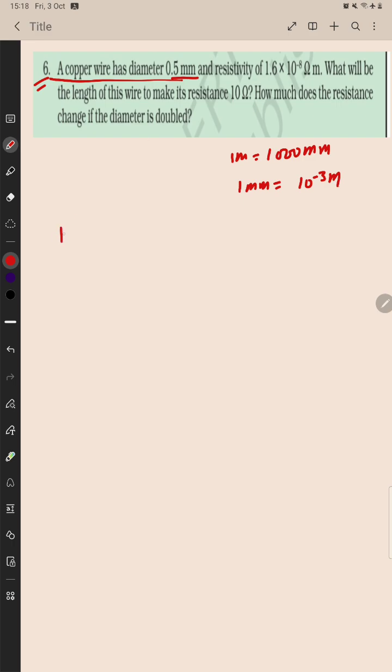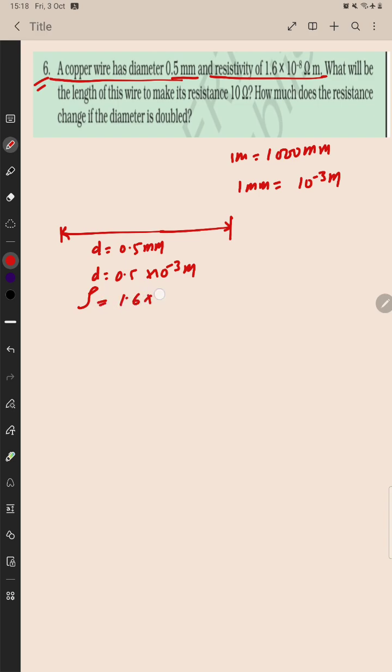So this is the copper wire, students. They are saying the diameter is 0.5 mm, which means you can write the diameter as 0.5 into 10 power minus 3 meter. Resistivity they have given, students: resistivity rho is 1.6 into 10 power minus 8 ohm meter. Since it is in meters, that is why I changed the diameter. What will be the length of the wire to make the resistance 10 ohm?